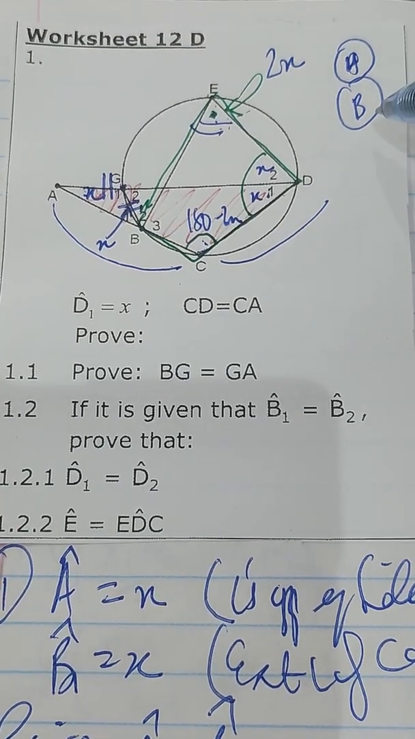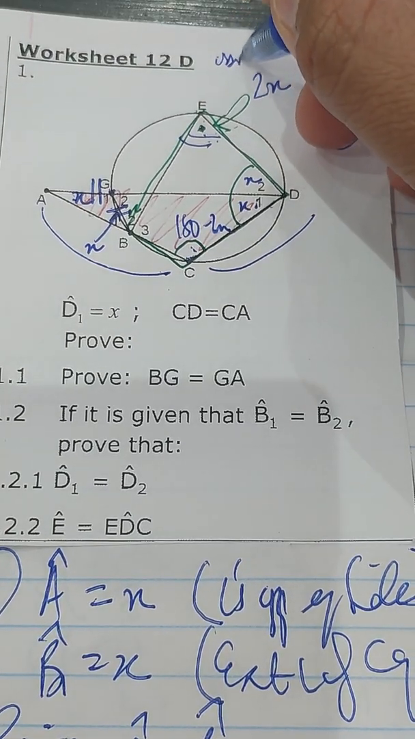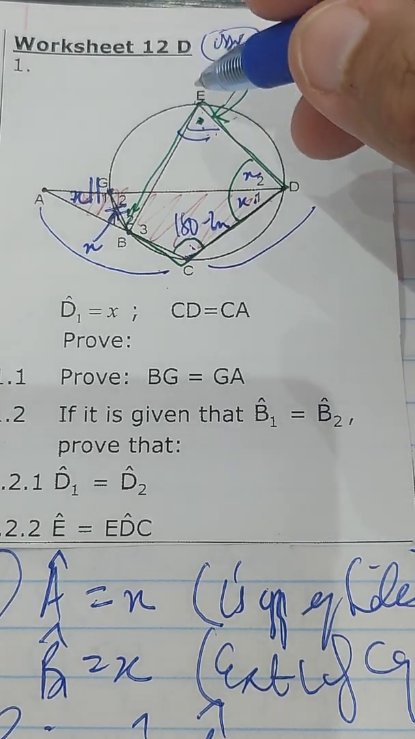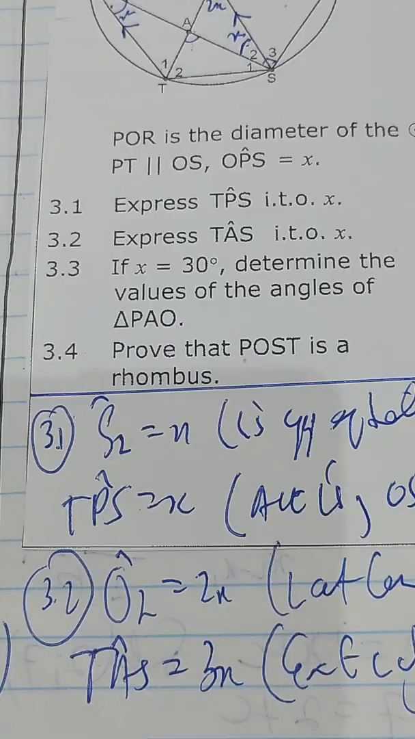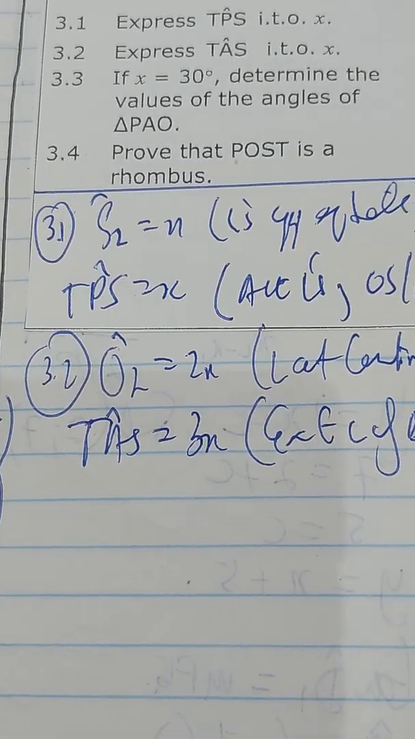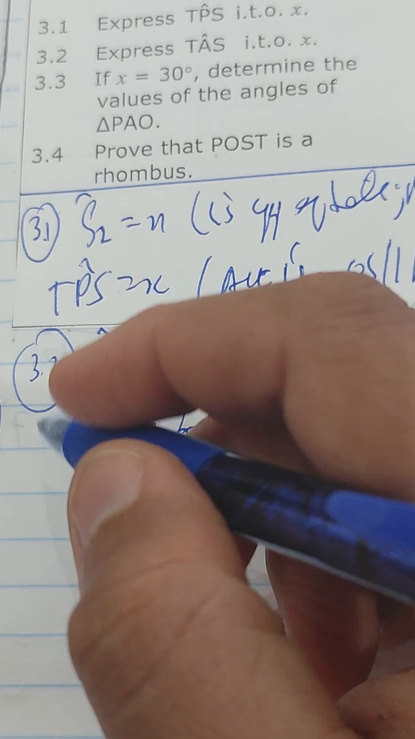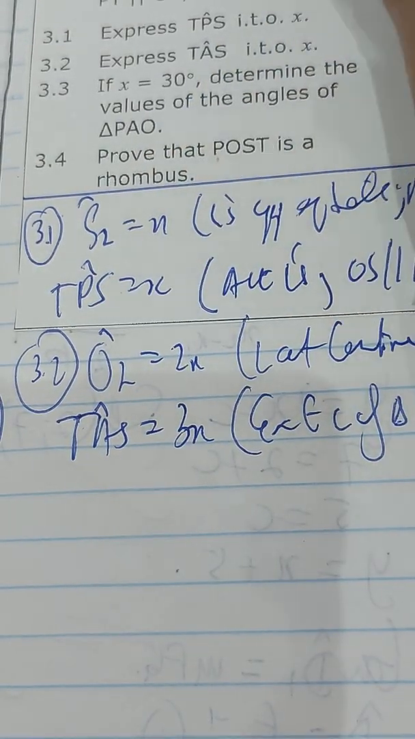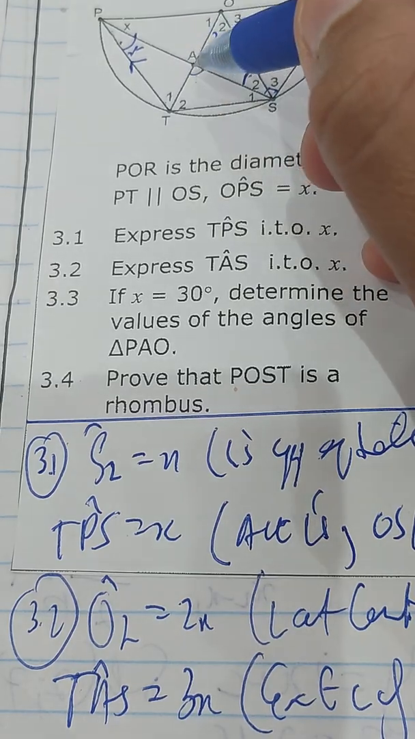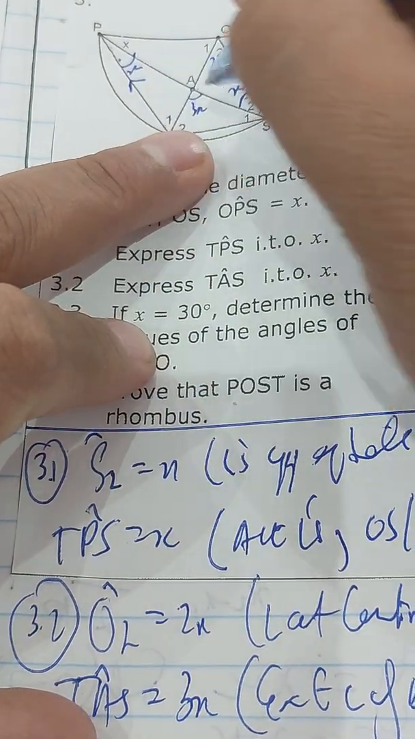Okay, this is the second video of 12D, the odd numbers. So we stopped at question 3.2. At 3.2, we were asked to express TAS in terms of x. So TAS, we said, is going to be 3x.